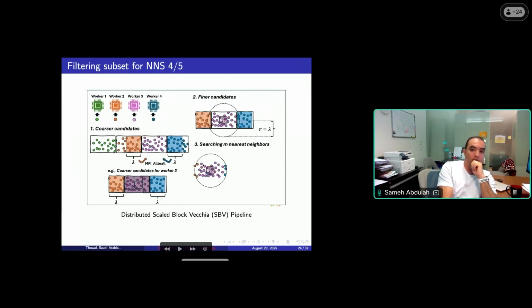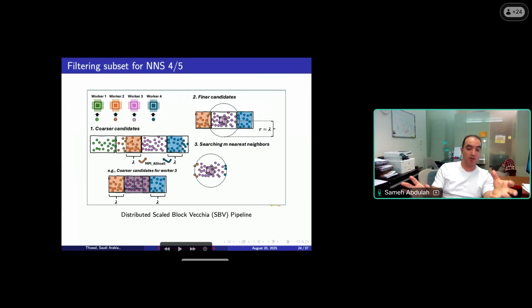So in this case, I will ask this node, for example, to send me this block. Maybe that block also, maybe also this block. It's based on block-based selection of the blocks that we have here. So we are doing this in two steps.